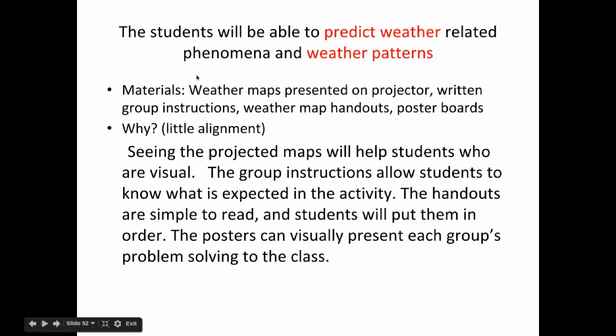Here's another one. Let's look at the materials. Same objective. Materials. I'm using weather maps presented on a projector, written group instructions, weather map handouts, poster boards. Well, why am I using these materials? Seeing the projected maps will help students who are visual. The group instructions will allow students to know what's expected in the activity. The handouts are simple to read and students will put them in order. Posters can visually present each group's problem solving to the class.